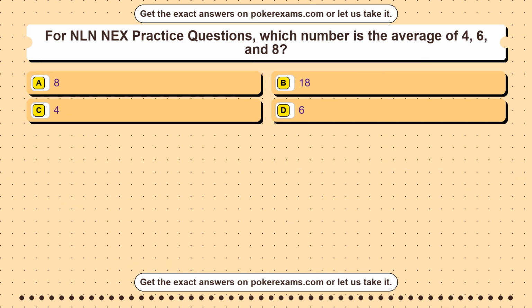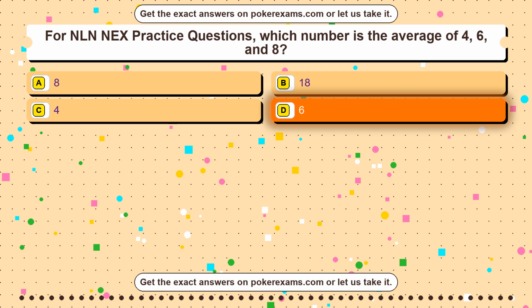Question 22. For GED physical science practice, which number is the median of 2, 5, 9, 10, 14? Option A, 9. Option B, 10. Option C, 14. Option D, 5. The correct answer is option D.